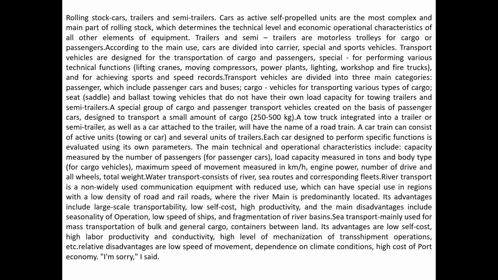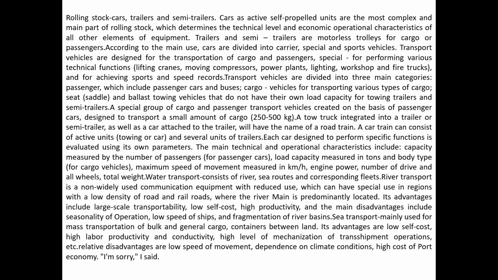A special group of cargo and passenger transport vehicles was created on the basis of passenger cars, designed to transport a small amount of cargo, up to 250 kilograms. A tow truck combined with a trailer or semi-trailer will have the name of a road train. A road train can consist of an active unit, a towing vehicle or car, and several trailers.